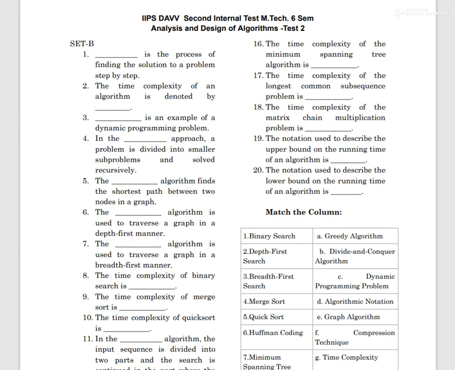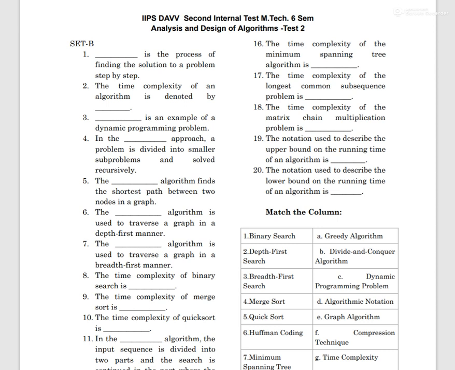This is the second part of the video which was made previously and continues the second internal assignment question paper. This is the set B of that same paper. So here we were asked some fill in the blank questions. The first question is dash is the process of finding the solution to a problem step by step.